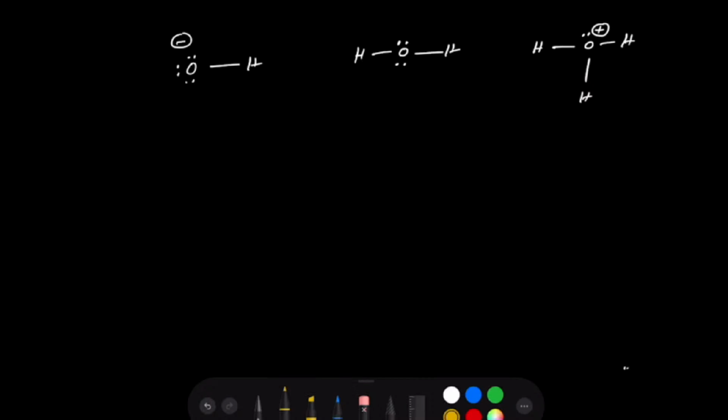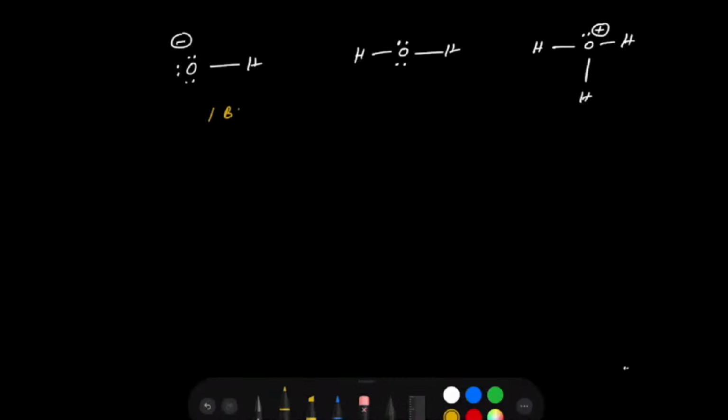So first let me write negative. Whenever it is OH minus, the structure is like this. Whenever it is water, the structure is like this. And whenever you have hydronium, positive charge, the structure is like this. So here see the pattern.